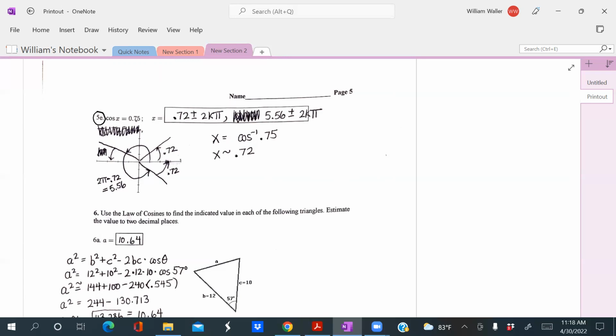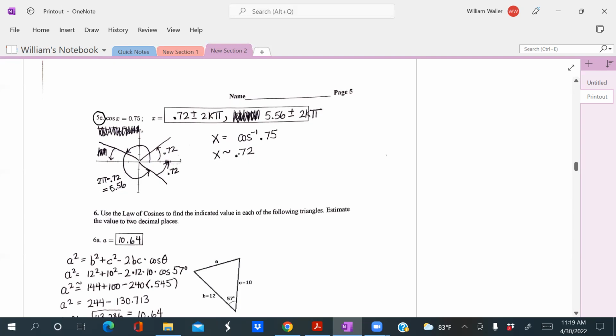Okay. The only problem is, since this is cosine, like sine, we have to find a second basic solution. You don't have to do that for tangent, but for sine or cosine, you have to find a second basic solution, and then you have to again add or subtract multiples of 2 pi. So where is the second basic solution? We need an angle between 0 and 2 pi whose cosine is 0.75, or in other words, another angle from 0 to 2 pi whose reference angle is 0.72.